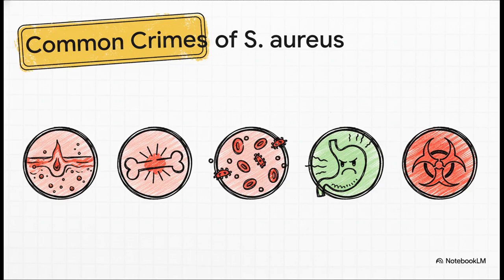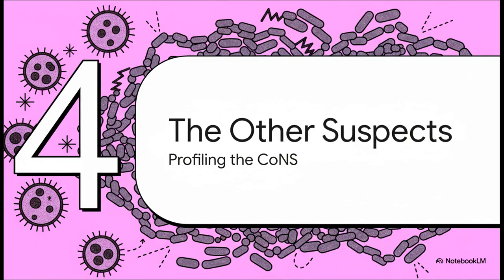The crimes committed by S. aureus range from skin infections like boils all the way to incredibly life-threatening conditions like sepsis, which is a bloodstream infection, and toxic shock syndrome. This is one formidable pathogen. Now, S. aureus may be the leader, but what about the rest of the gang? The accomplices, the ones that tested negative for coagulase? Just because they aren't as notorious doesn't mean they're innocent. So let's profile these other suspects.